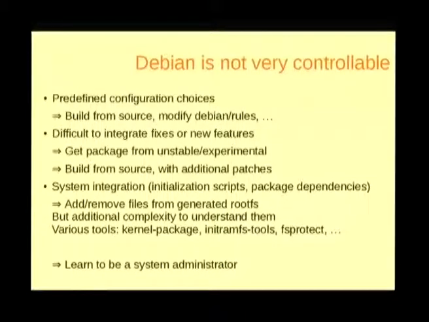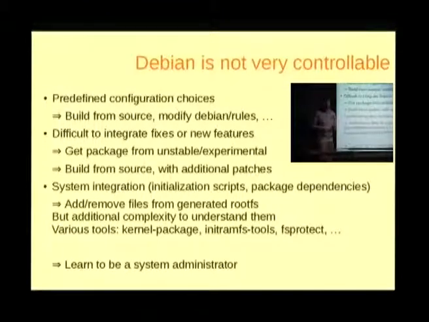That's building from source, which is fairly easy. You just do a dpkg-buildpackage, and with pbuilder you make sure that it's reproducible by downloading all the dependencies. Now, if you just rebuild from source, of course, nothing has changed. You also have to modify debian/rules or maybe even change the source itself and add some patches to it.